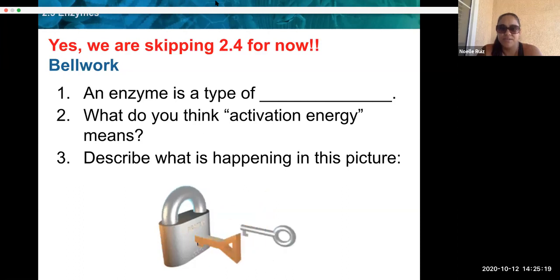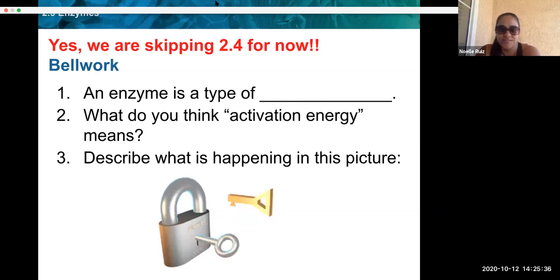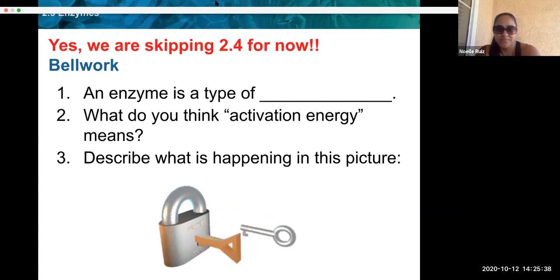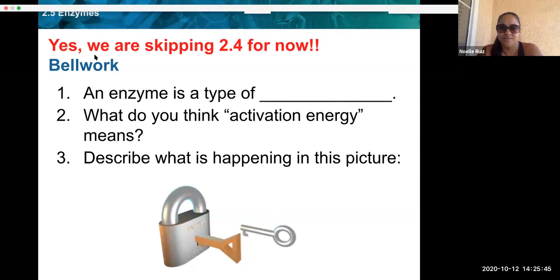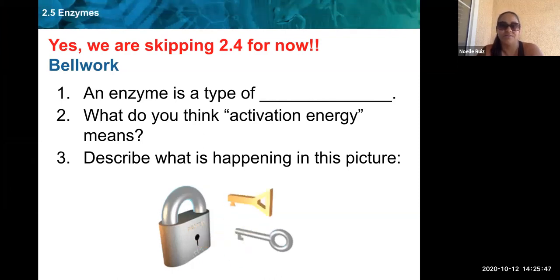What's happening with the gold key? Does the gold key fit? The keys are switching. The gold doesn't fit. So does the lock open with the gold? Nope. It only opens with the key that actually fits. Good. So this is going to be relevant later when we start talking about our lock and key model.